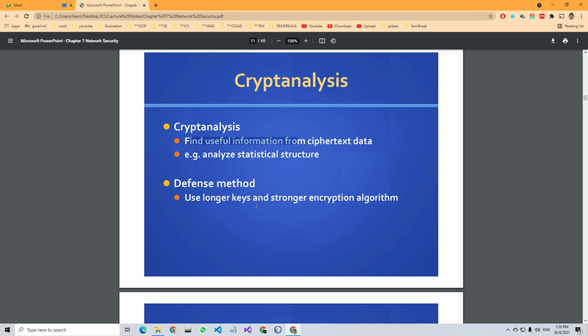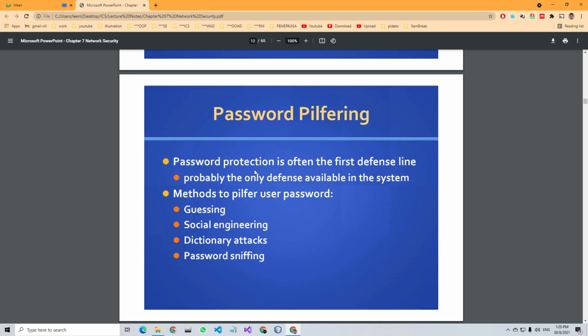Password pilfering. Often the first line of defense, probably the only defense available in the system. So what are the methods to pilfer a user password? There are four methods.